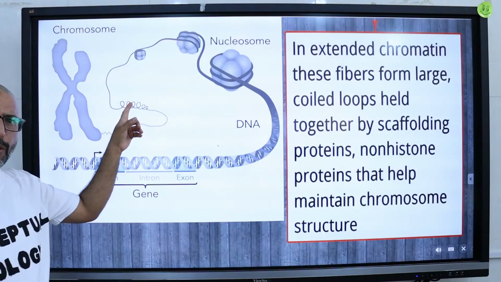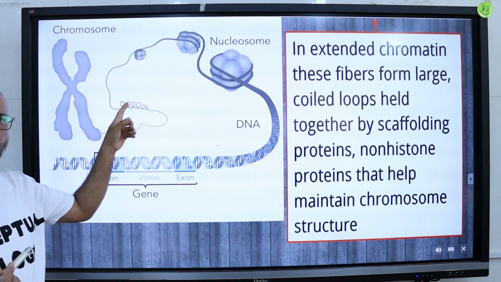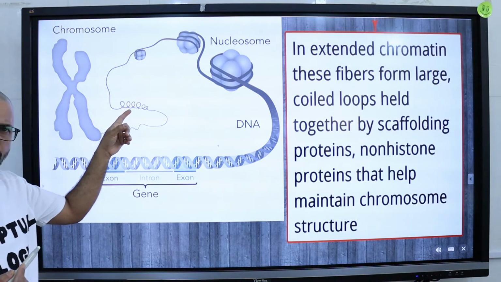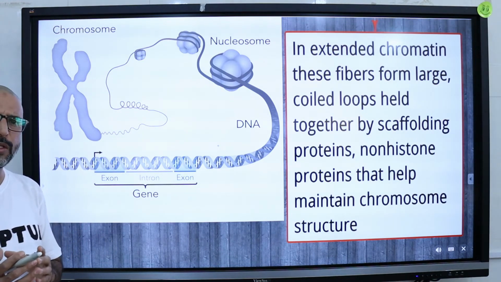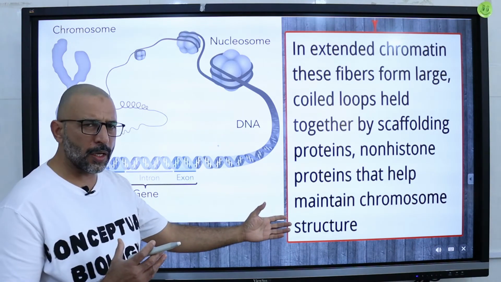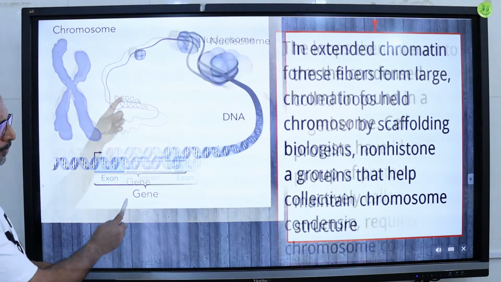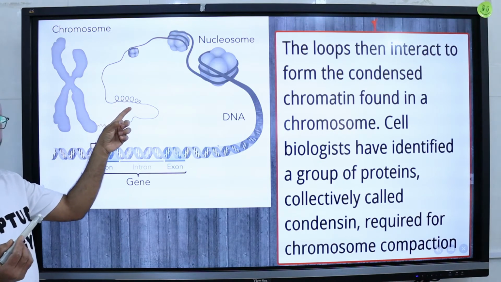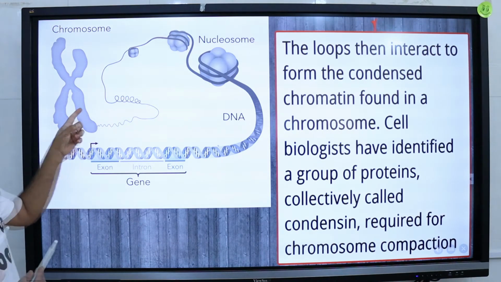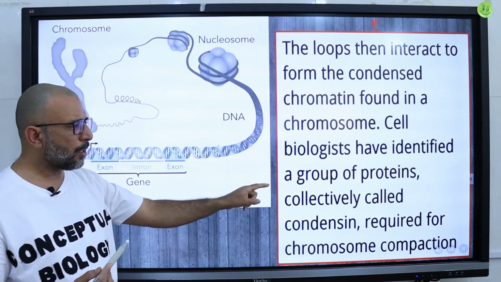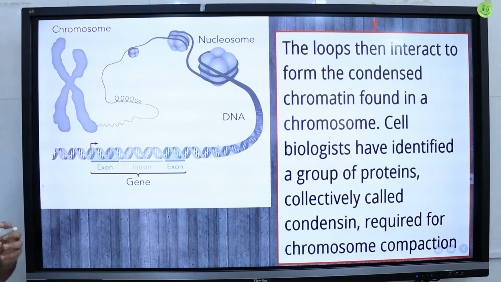In extended chromatin, these fibers form large coiled loops held together by scaffolding proteins, non-histone proteins that help to maintain the chromosomal structure. The loops then interact to form condensed chromatin found in the chromosome, and cell biologists have identified a group of proteins collectively called condensin required for chromosome compaction.